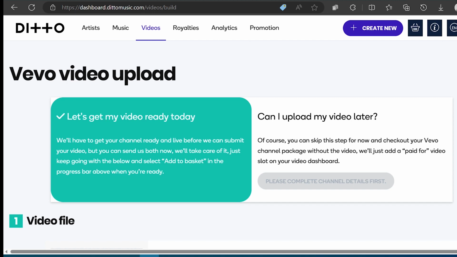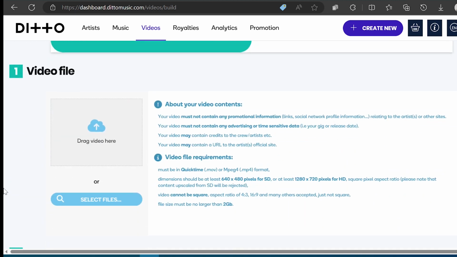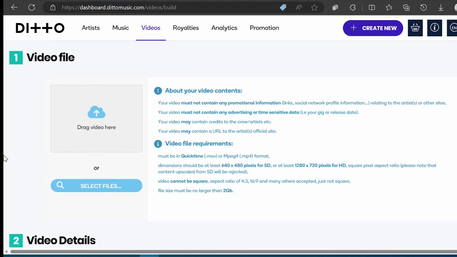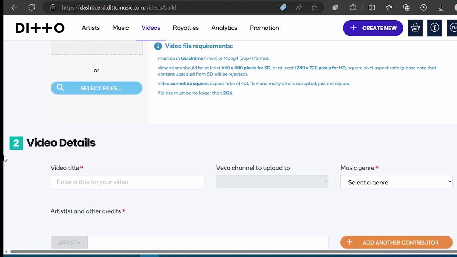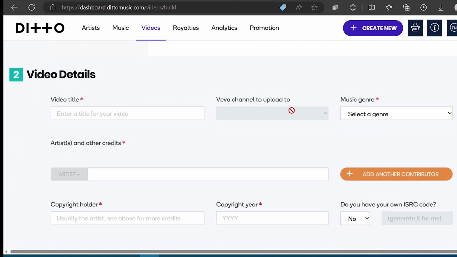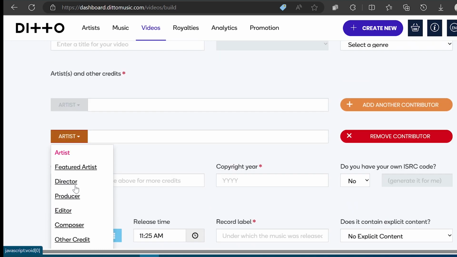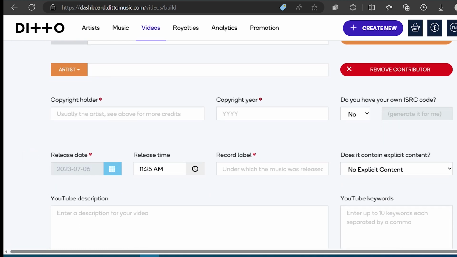Fifth, submit your video through the distribution partner. Once you have prepared all the required materials, follow your distribution partner's instructions to submit your music video to VEVO. They will handle the submission process on your behalf and communicate with VEVO to ensure your video is uploaded to the platform.